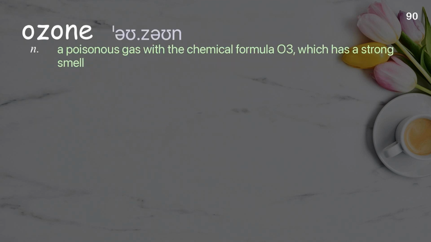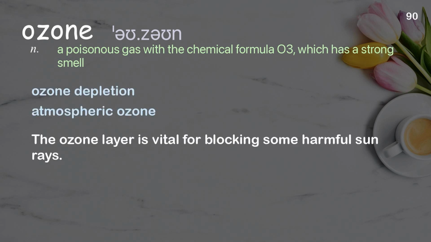Ozone. A poisonous gas with the chemical formula O3, which has a strong smell. Examples: ozone depletion, atmospheric ozone. The ozone layer is vital for blocking some harmful sun rays.